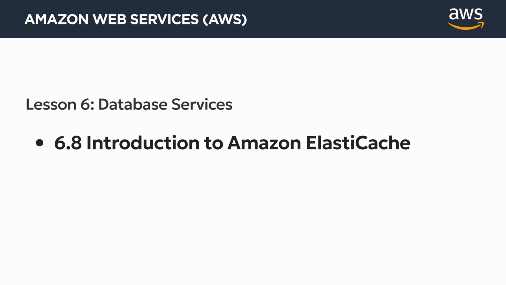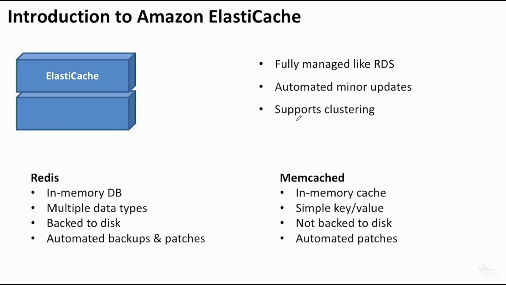Let's talk about Amazon Elasticache. Amazon Elasticache, very much like Amazon RDS, is a fully managed service. Things like minor patch updates, backups, and operating system patches are all done for us automatically behind the scenes. With Amazon Elasticache, we have two choices.